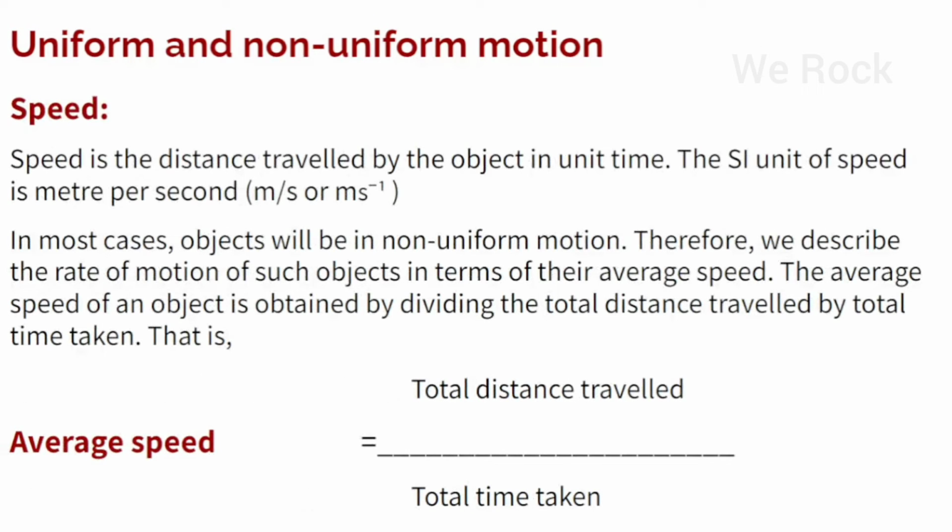Speed. Speed is the distance traveled by the object in unit time. The SI unit of speed is meter per second. In most cases, objects will be in non-uniform motion. Therefore, we describe the rate of motion of such objects in terms of their average speed. The average speed of an object is obtained by dividing the total distance traveled by total time taken.